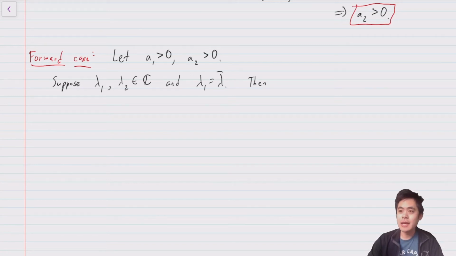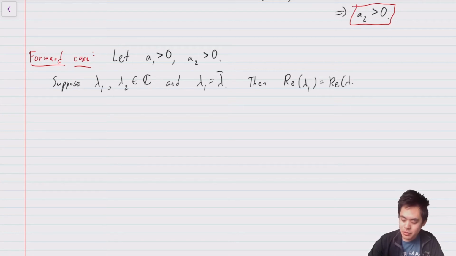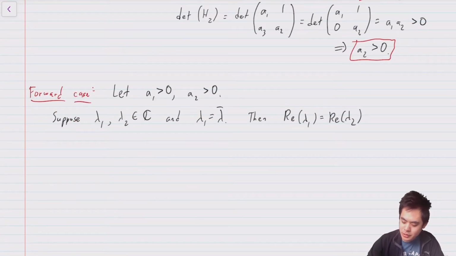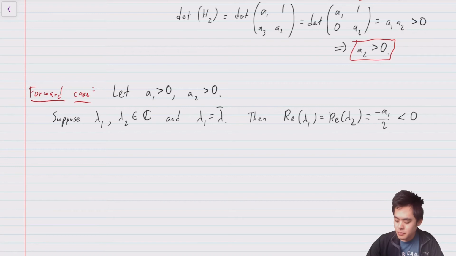That is to say that the stuff inside of the square root is negative, and so you end up with an imaginary number. When you do this, the real part of lambda 1 is equal to the real part of lambda 2. And what is that? That's just equal to this part, so the real part is equal to minus a1 over 2, which of course is less than 0, because a1 is positive, and so minus a1 over 2 is negative.